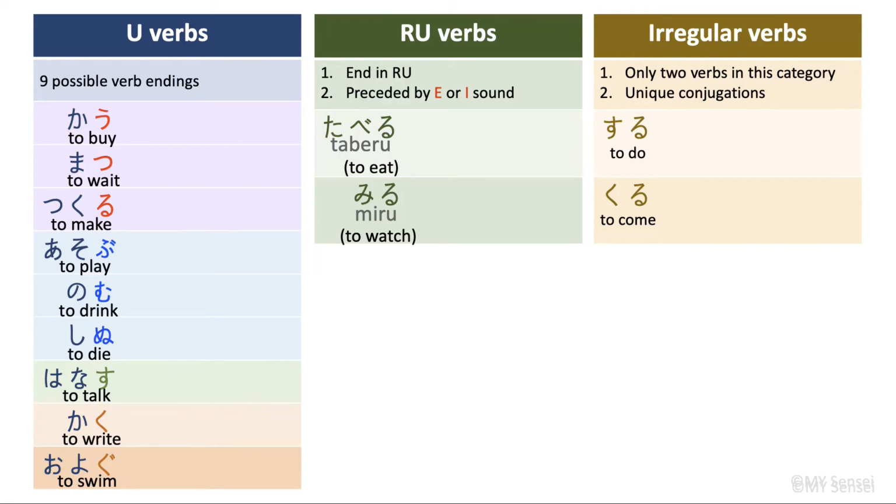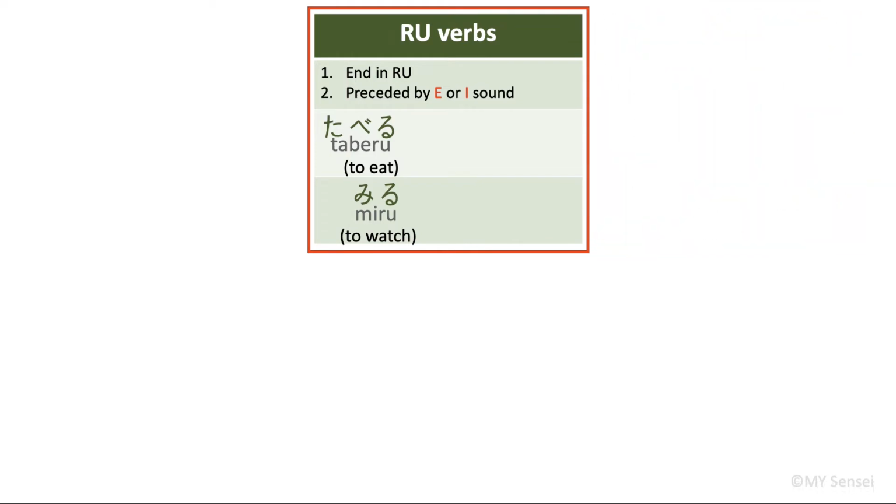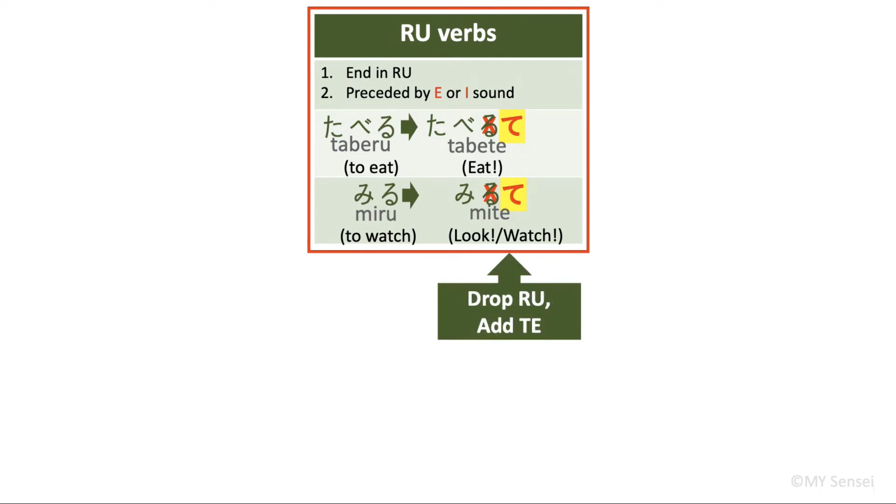Let's begin with ru verbs. The te form of taberu is tabete, which means eat. The te form of miru is mite, which means look, watch. That is, if you drop the ru ending of a ru verb and add te, you will get the te form of any ru verbs.